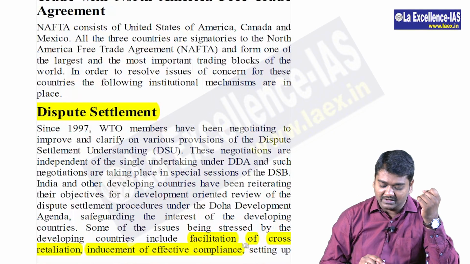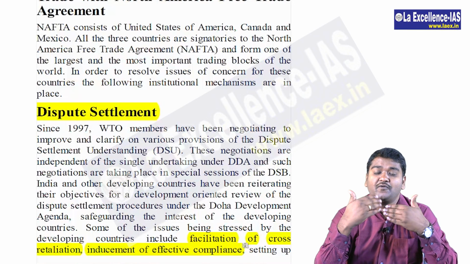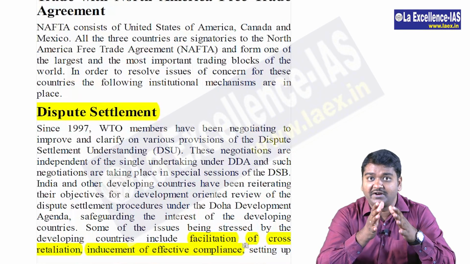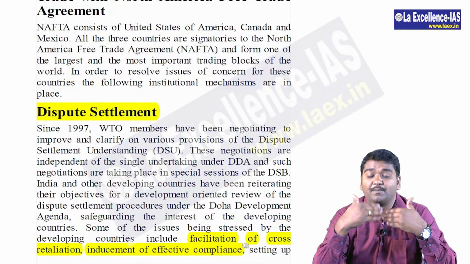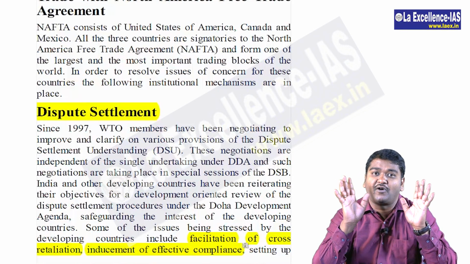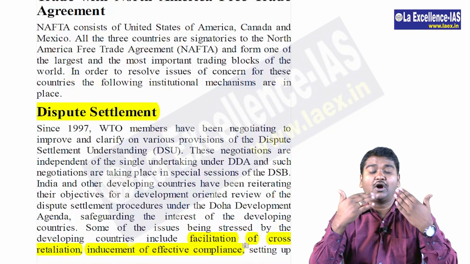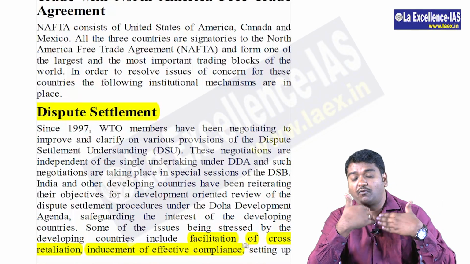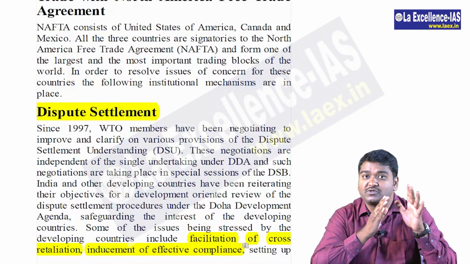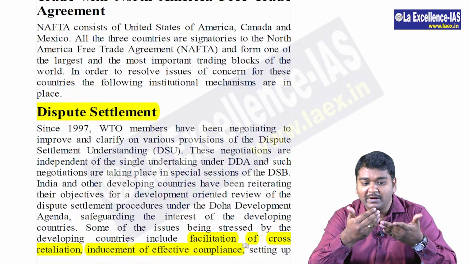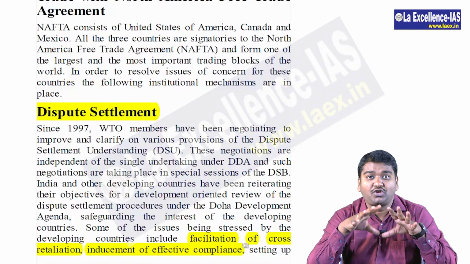The second important thing is inducement of effective compliance. Sometimes, even though the WTO dispute settlement body has given a verdict saying that this is what you need to do, several developed countries will not comply with this. Only developing countries will be following all the rules and regulations. We say that the rule is only for the weaker. It is not for the rich and powerful. This is what most of the developing countries usually say. And then they say that there should be a dispute settlement fund. That is, if we have spent money or if there is any loss, the money has to come from this. So this is what they talk about.